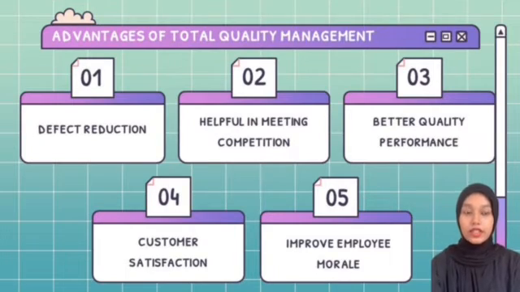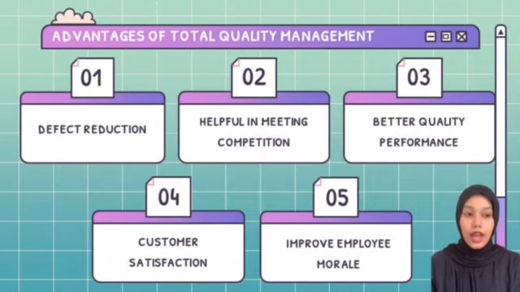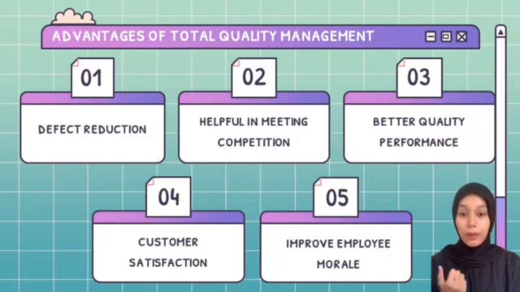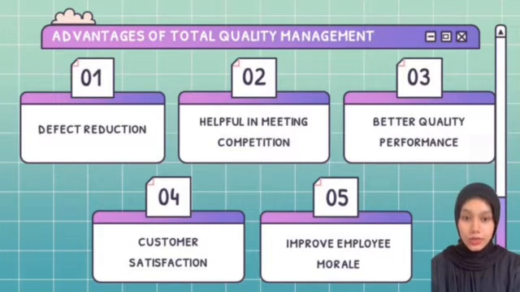There are 5 advantages of total quality management, which are defect reduction, helpful in meeting competition, better quality performance, customer satisfaction, and improved employee morale. First one, total quality management program eliminates defect and waste, which reduces production costs in business. As teams gather to identify and eliminate weakness, the company continues to enjoy less cost and higher profit.